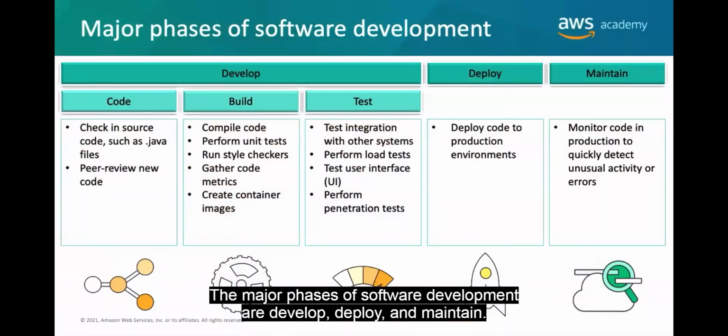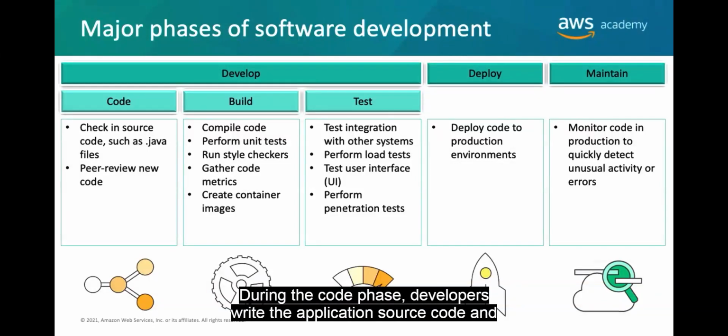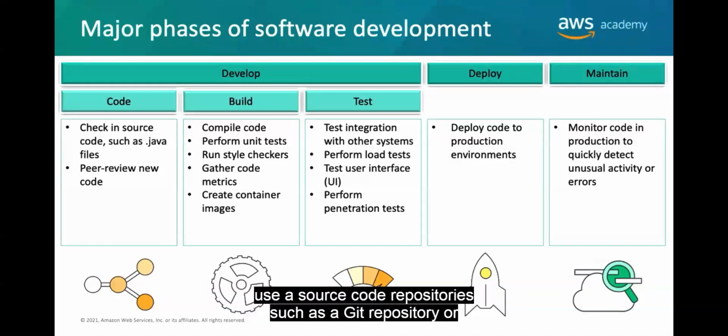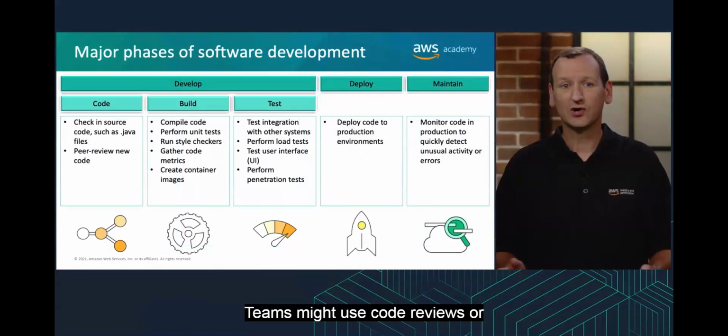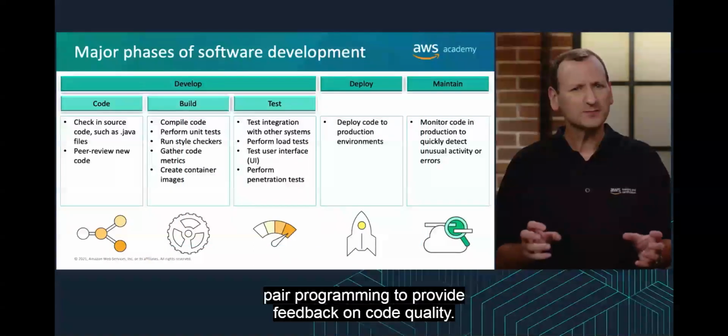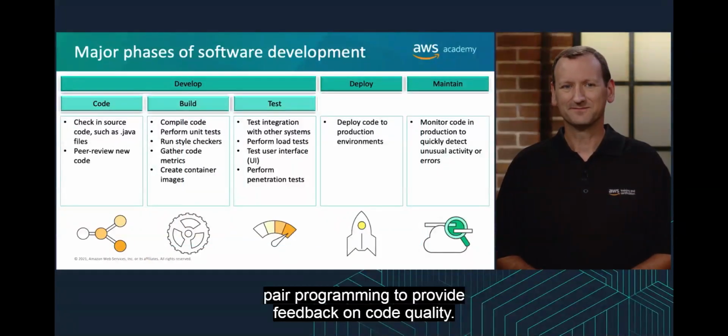The major phases of software development are develop, deploy, and maintain. The develop phase can be further divided into the code, build, and test phases. During the code phase, developers write the application source code and use a source code repository, such as a Git repository or an AWS CodeCommit repository for version control. Teams might use code reviews or pair programming to provide feedback on code quality.